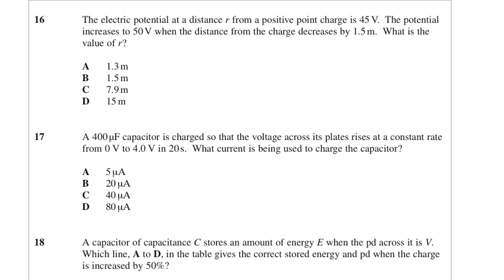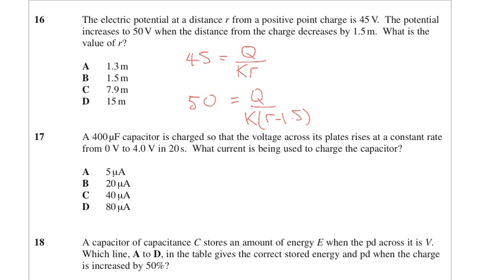The electrostatic potential at a distance r from a positive point charge is 45 volts. Potential increases to 50 when the distance from the charge decreases by 1.5 meters. What is the value of r? So let's think about how we calculate potential. So the 45 is equal to Q over constant times r, and 50 is equal to the same charge divided by the same constant, but times r minus 1.5.